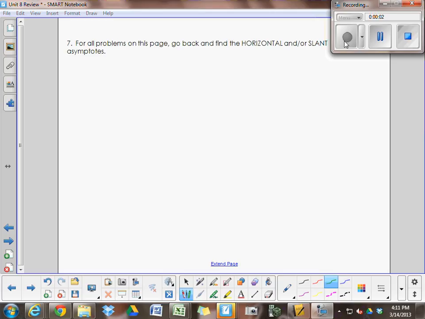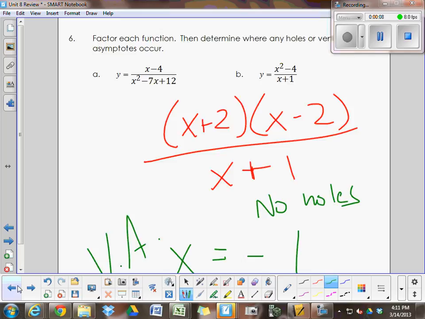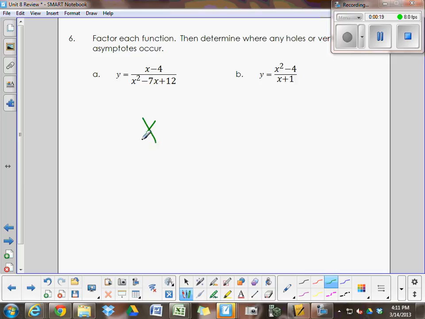And finally, we're on number 7 of the Unit 8 review. They want us to go back and find the horizontal and slant asymptotes for all of these. We're going to do them in reverse order. We'll do 6b first. It's top-heavy, so I believe there's going to be a slant asymptote. Let's go ahead and check it by doing long division.